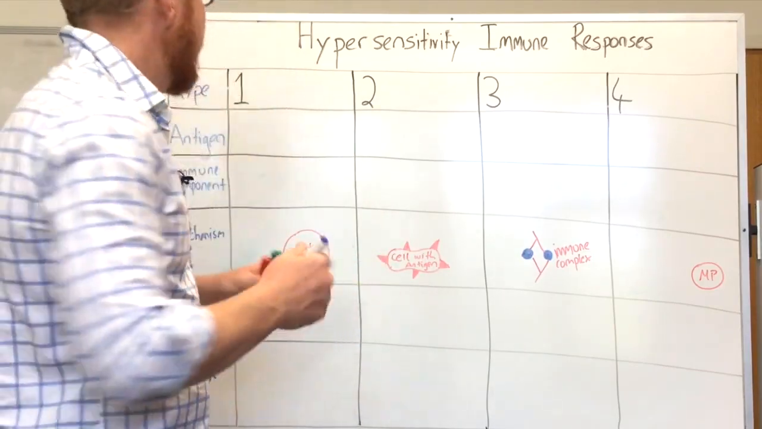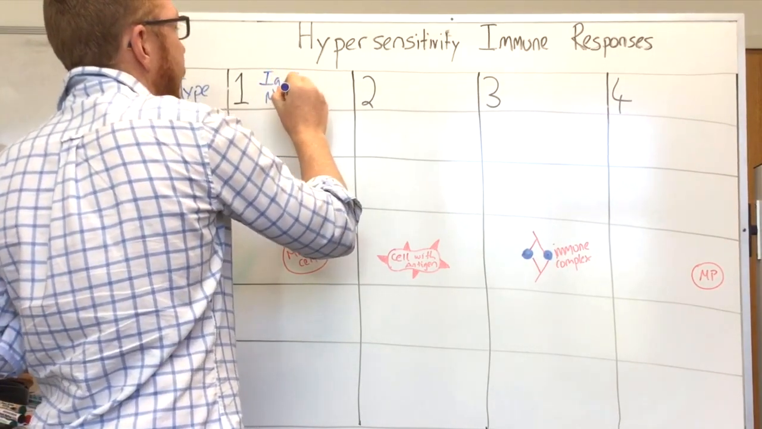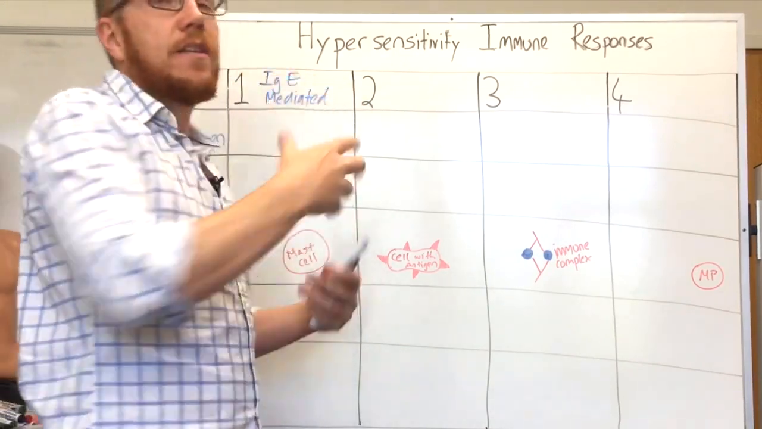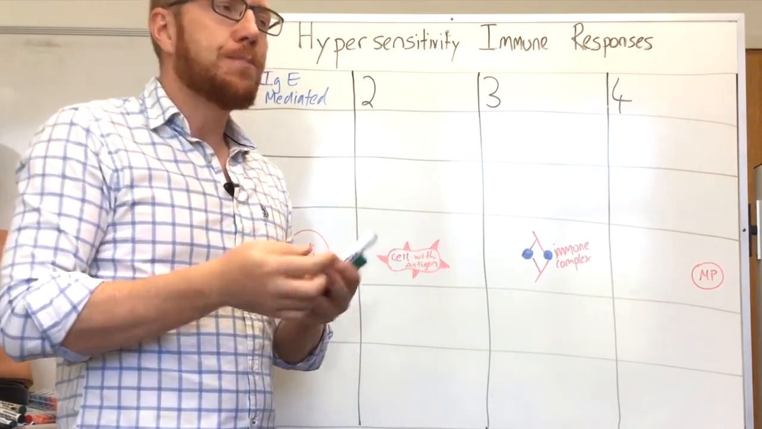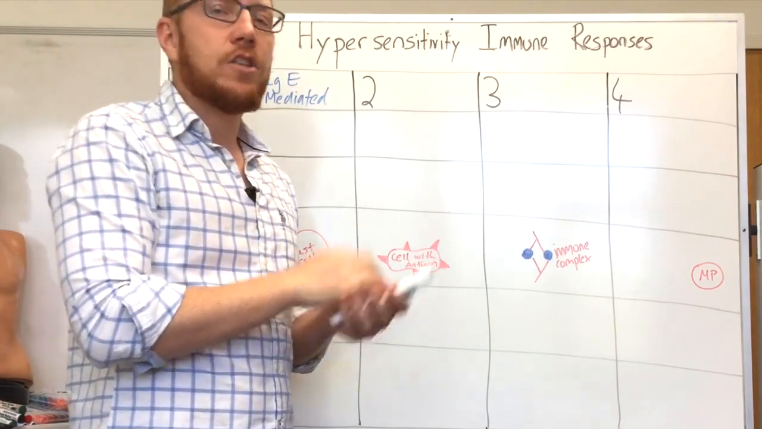This one is also known sometimes as IgE mediated. And so what that means is IgE in this case is an antibody. Antibodies are these proteins that are produced by B cells. And there are a number of different types. In this case, it's type E.